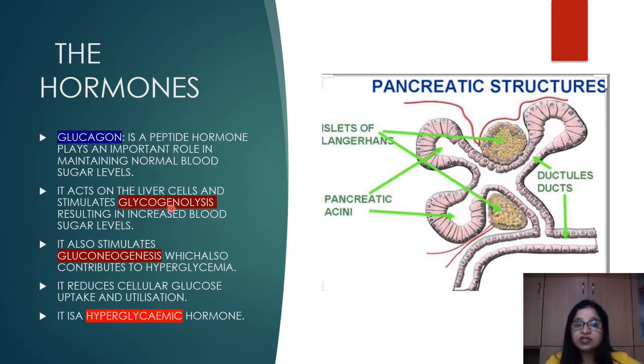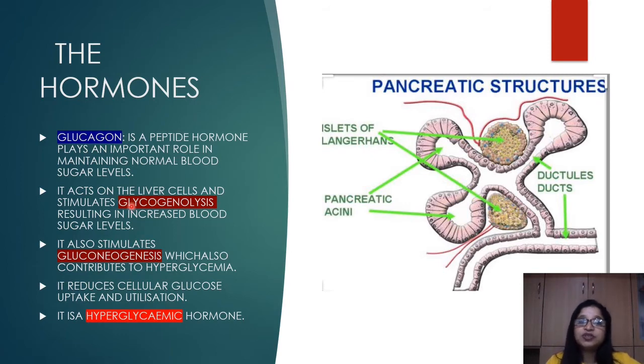It acts on the liver cells, that is the hepatocytes, and it stimulates glycogenolysis, resulting in increased blood sugar levels. Now I'll tell you exactly what happens. The liver cells basically store the excess glucose, a soluble kind of sugar, as an insoluble kind of sugar called glycogen. And what does the glucagon do?